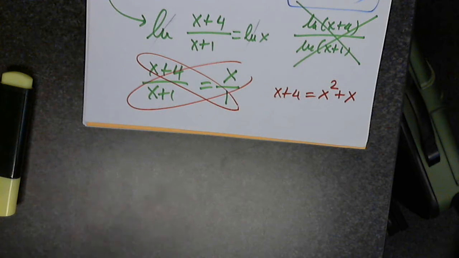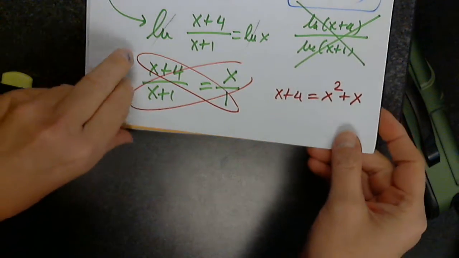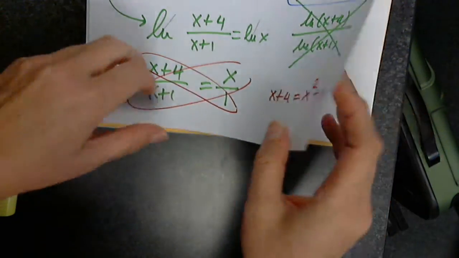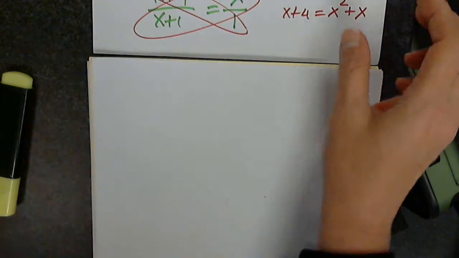Everything equal to 0. Why? Excellent. Why? Because this is a quadratic equation. The equation is quadratic. I have to set it equal to 0.